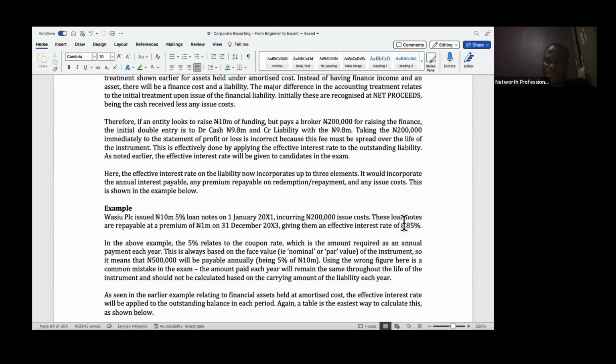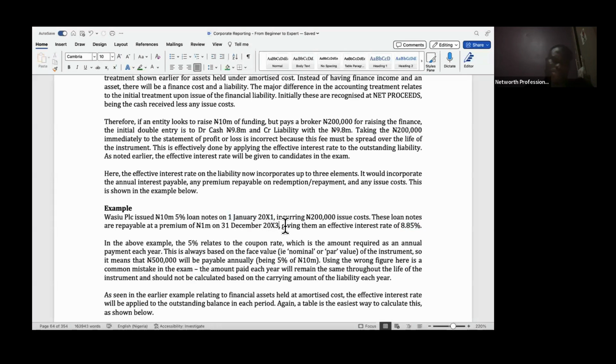Okay, so this 8.85%, just like I've explained, is the one that will convert this extra cost to interest, and it is this 8.85% that is his cost, not just this 5%. So the interest he is incurring is more than 5%. It is actually 8.85%. So look, the term of the loan is 3 years, from 2001 to 2003.